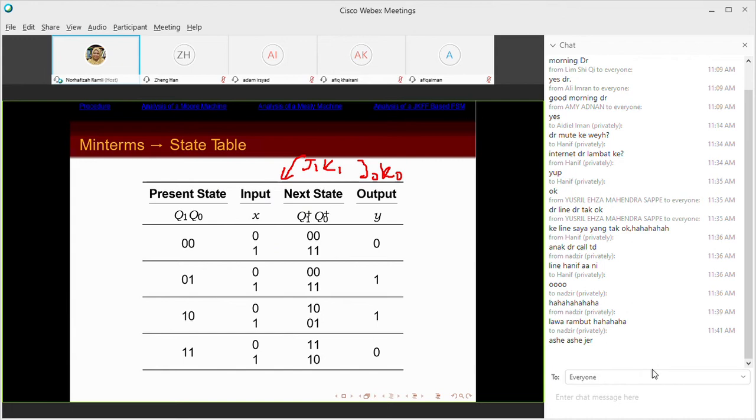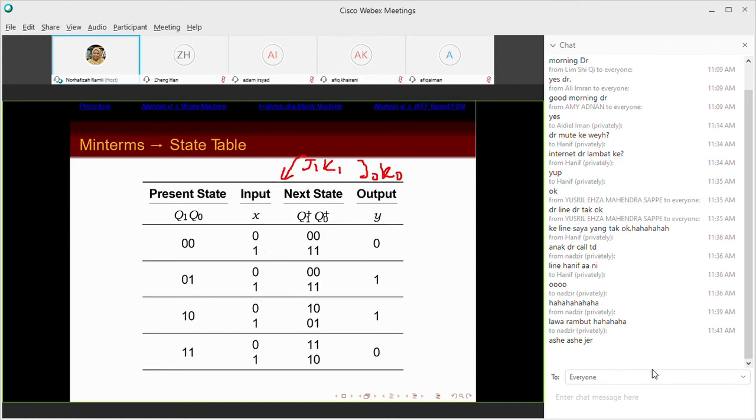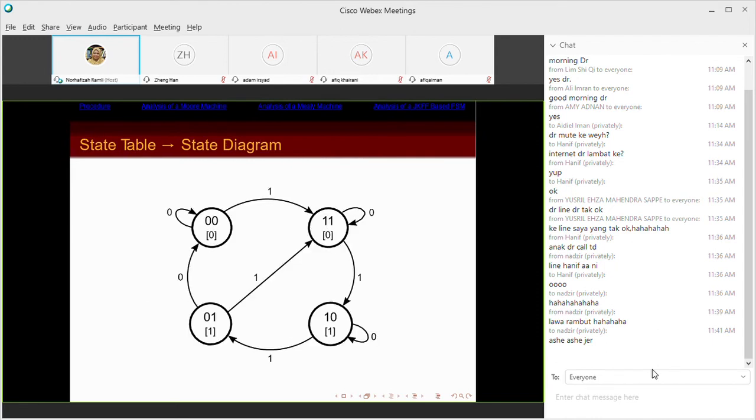If you use KMap, after the KMap, we transfer the value of Q1 plus KMap and Q0 KMap to fill up. And the target is again, once you have the state table, you can transfer the information into a state diagram. Here you have two outputs triggered. The output is triggered here, 1, 1. And that's why in this state and this state, you have the output.